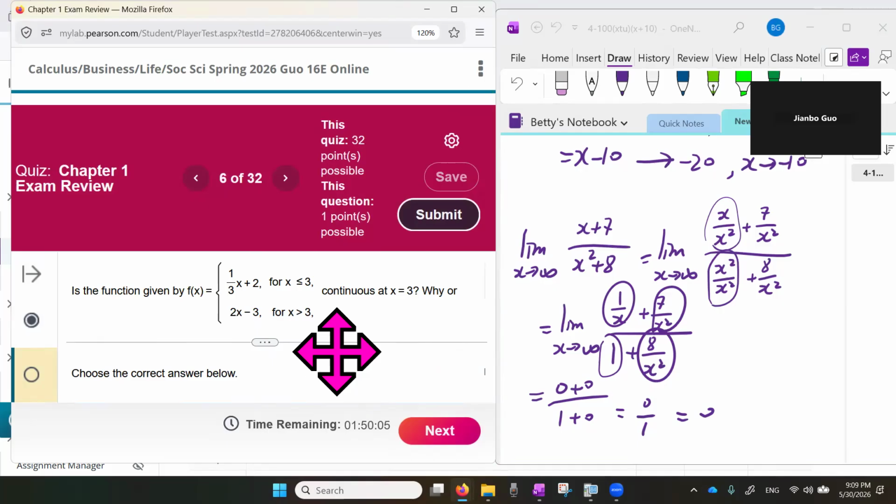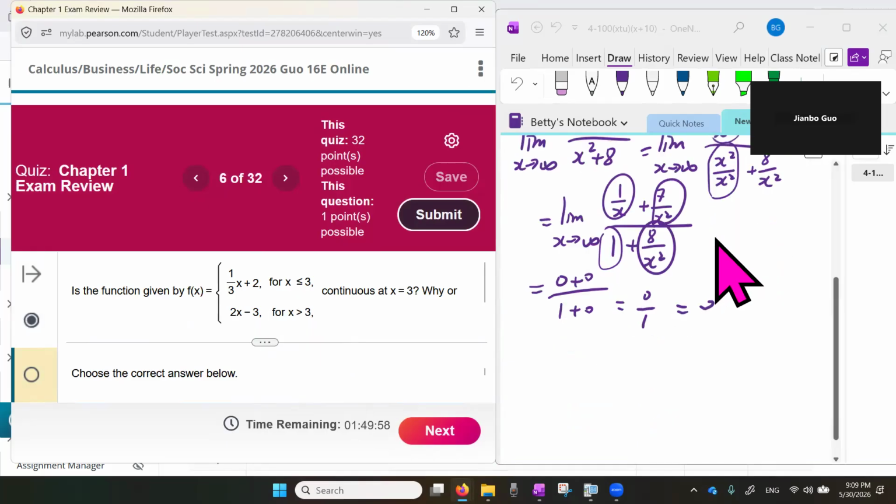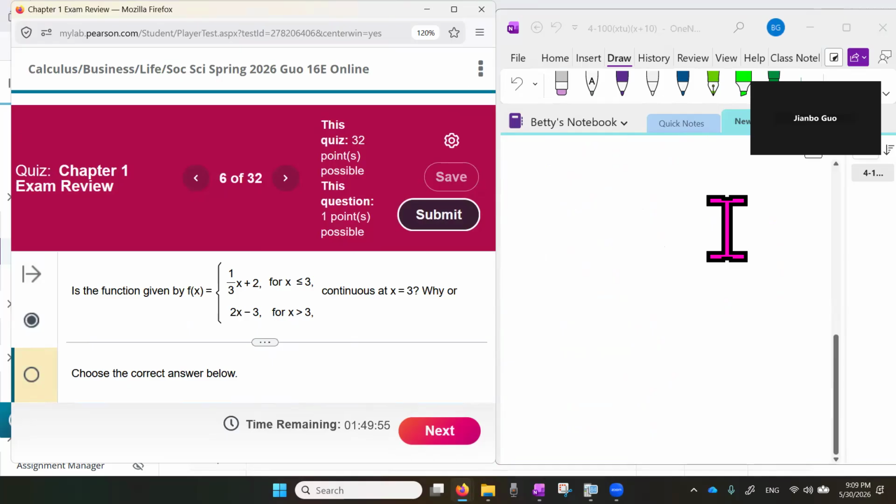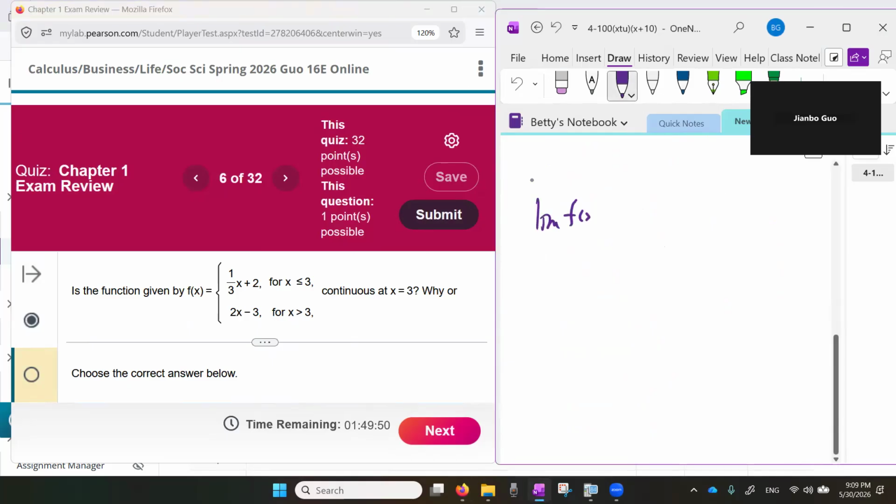We have a piecewise function here, and we need to determine if the function is continuous at 3. All right? To determine if the function is continuous at 3, we need to look at the 3 parts: the limit of the function when x approaches 3 from the left, the limit when x approaches 3 from the right, and then the value of the function at x equals 3. If all the 3 things exist and equal each other, then the function is continuous at 3.